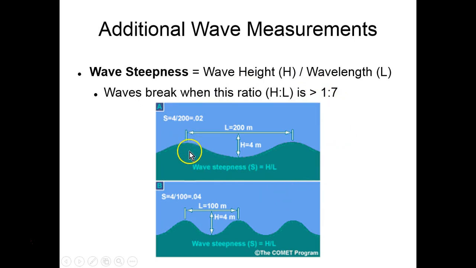So here we can see in this image we have these waves, which are pretty far apart. It has a height of 4, but it has a wavelength of 200. So its steepness is just 0.02. Whereas this one, these waves have the same height, 4 meters, but their wavelength is much shorter, only half of this one. So their wavelength is 100 meters. So their wave steepness is actually 0.04.